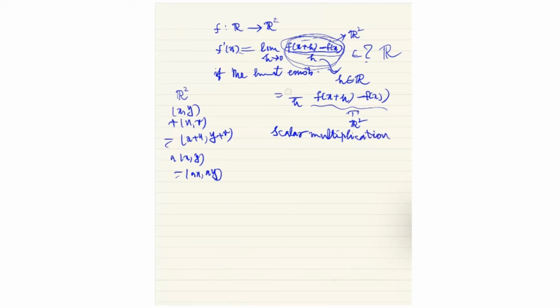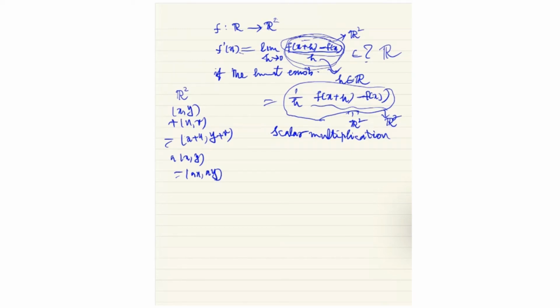So this whole thing, therefore, is in R2. So we are multiplying the scalar 1 over h, the vector f of x plus h minus f of x. Okay? And limit in R2 makes sense. Okay? R2, how do you take limits in R2? You have the usual metric, right? So now the limit on the right hand side is the limit in R2.